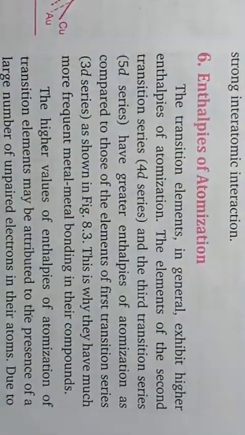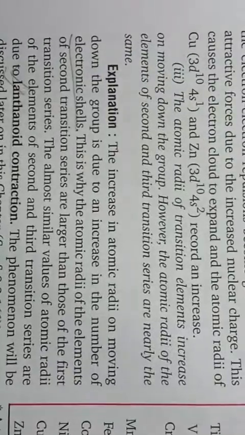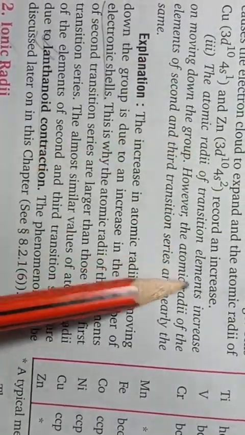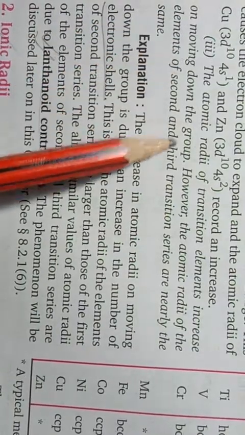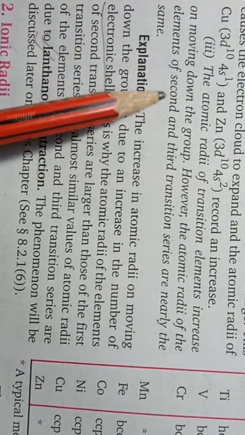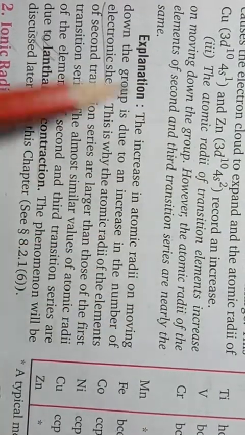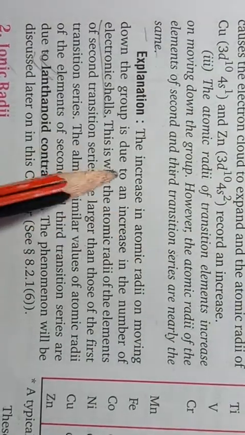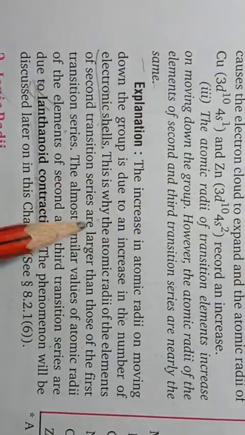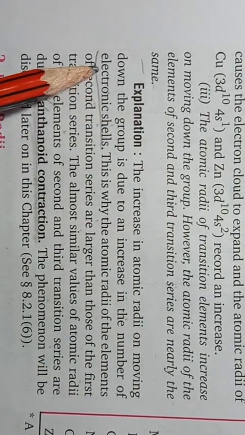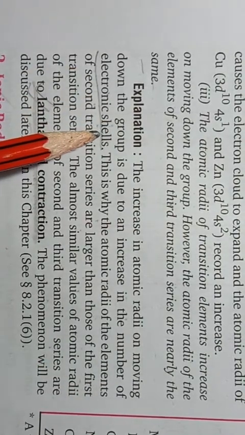The next point is that the atomic radii of transition elements increase on moving down the group. However, the atomic radii of the elements of the second and third transition series are nearly the same. The increase in atomic radius on moving down the group is due to the increase in electronic shells.